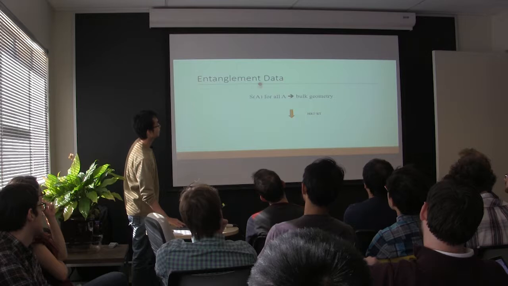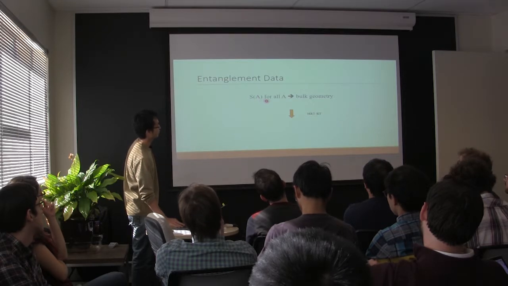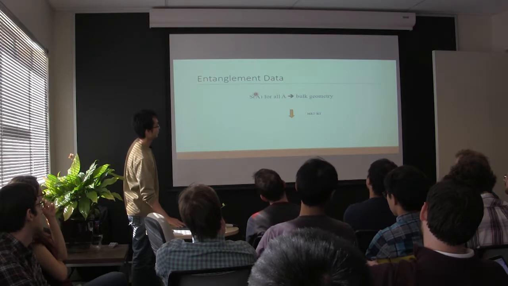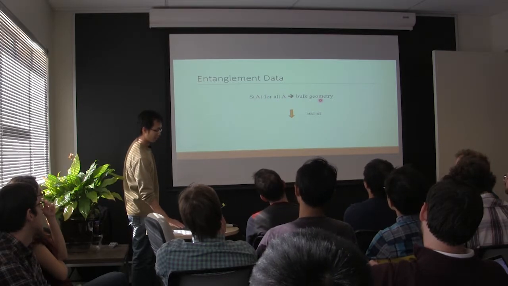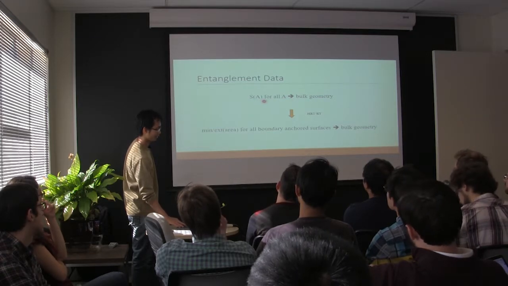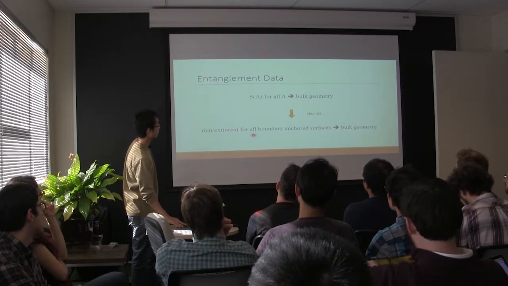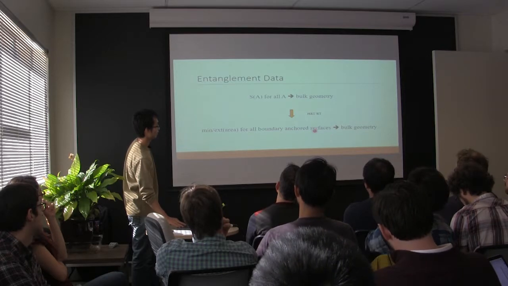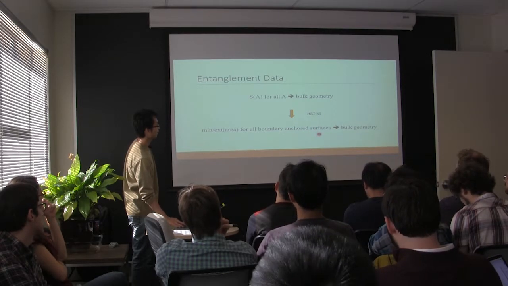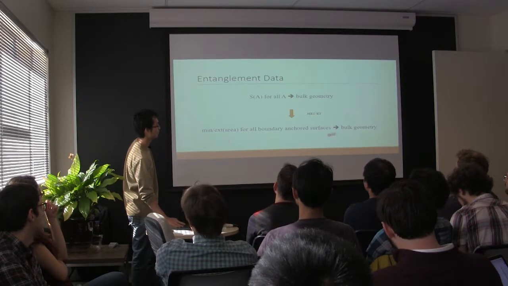So let's suppose that you're given various kinds of entanglement data. Let's say you can compute the entanglement entropies for all subregions A on the boundary theory. We would like to use this data, somehow analyze it, and get the bulk geometry. Applying the HRT or RT formula, instead of talking about just entanglement entropies, we're actually talking about minimal surface areas that are anchored to the boundary. Knowing all this geometric data, we would like to discover something about the bulk geometry. So this is purely a geometric problem at this point.